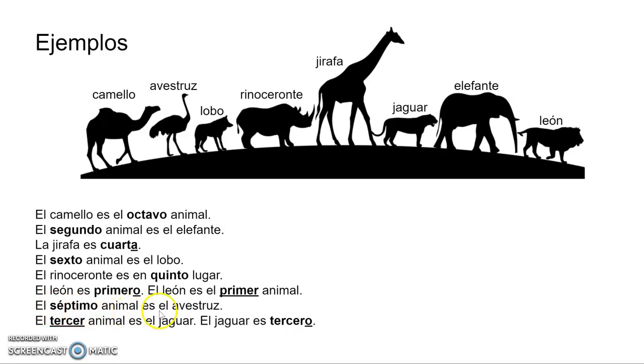El séptimo animal es el avestruz, ostrich. El tercer animal es el jaguar. El jaguar es tercero. Otra vez tenemos tercer antes de sustantivo masculino y singular. Tenemos la palabra tercero cuando es solo. When this word is alone, it's tercero. It points back to el jaguar. If you have questions, let me know. Otherwise, that's all I have for you on los números ordinales. Hasta luego.